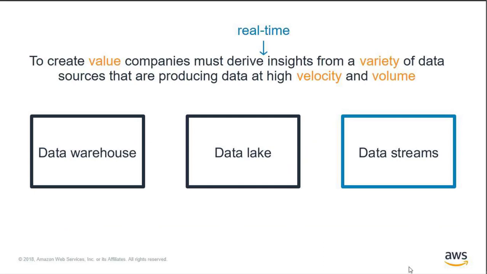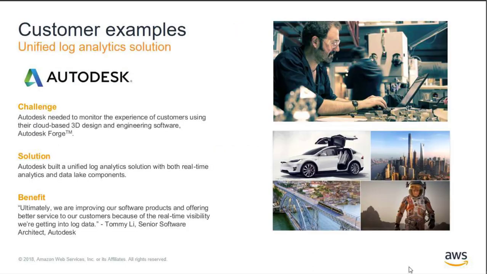So data streams enable you to make and derive those insights faster and sometimes in real time. They work with data warehouses and data lakes in order for you to continuously capture, process, and analyze data in real time so that you and your business can make those timely decisions. And the focus of today's talk is going to be about how to use Apache Flink to get those real-time insights. Let's go through a customer example real quick, just to make this more concrete.